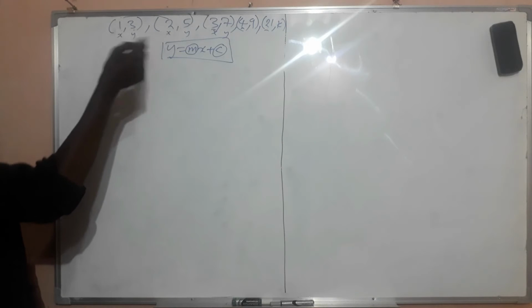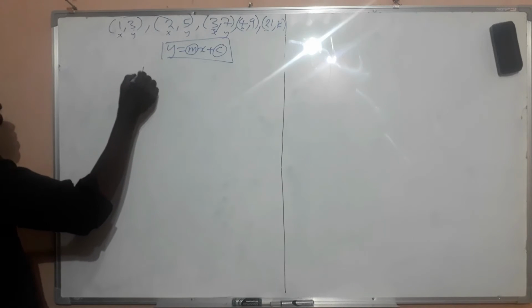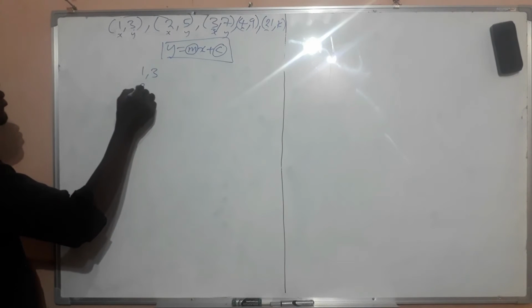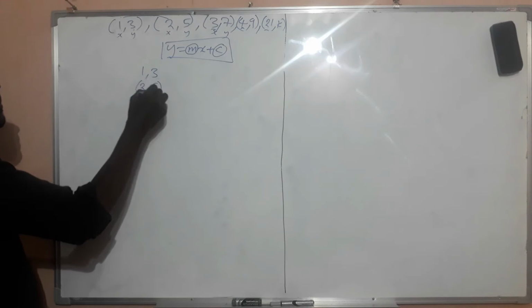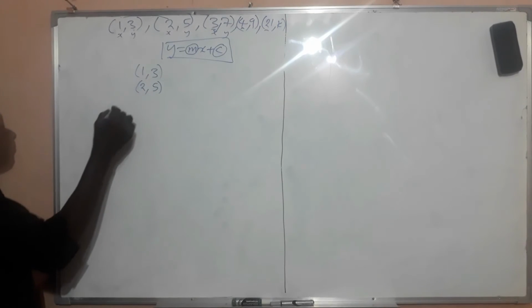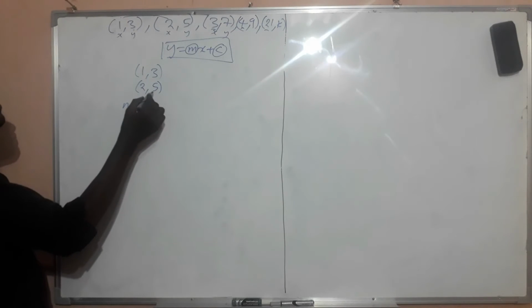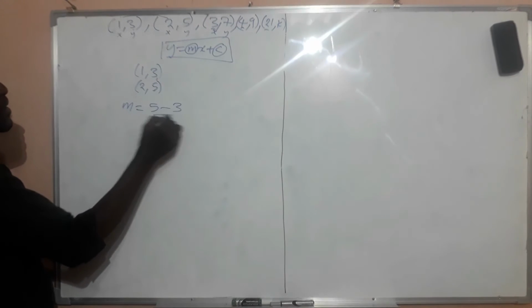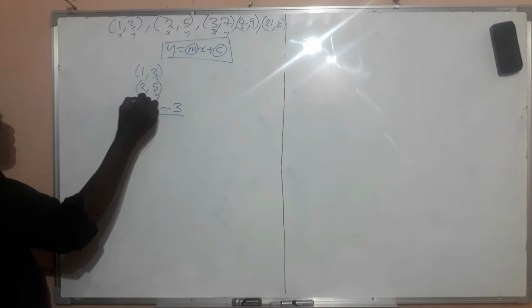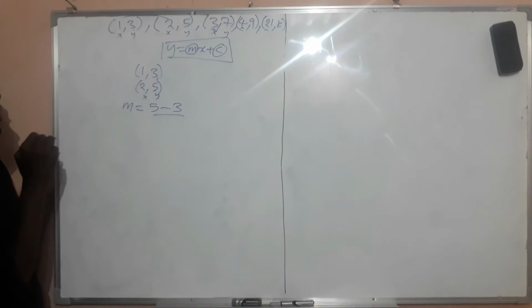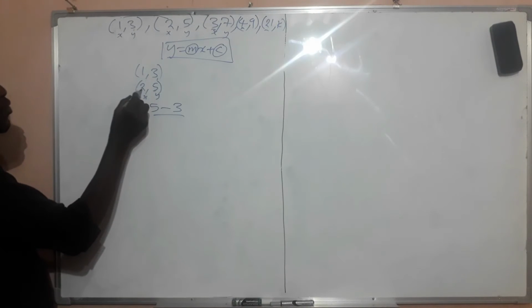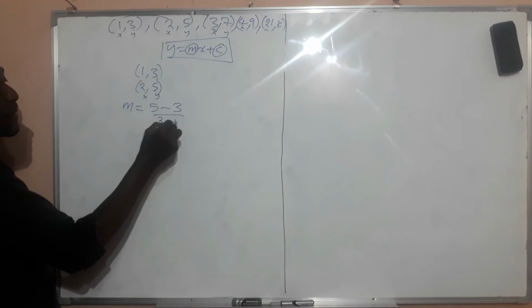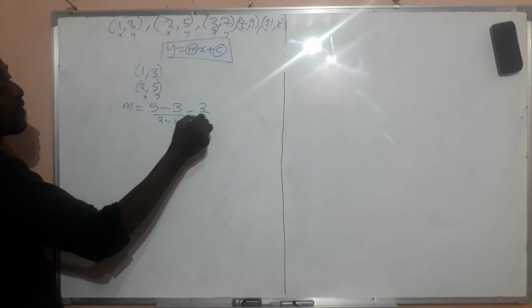Just get any 2 points from here, any 2. Let's say 1, 3 and 2, 5. For you to find m, you are going to subtract 5 minus 3. So you always start with the y values, and then divide this by 2 minus 1, which will give you 2 over 1, which is 2.